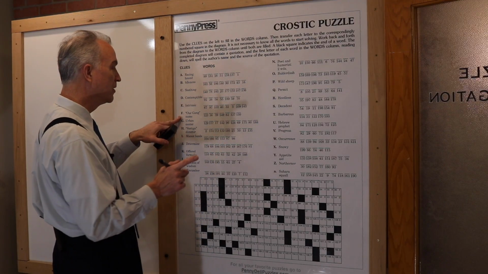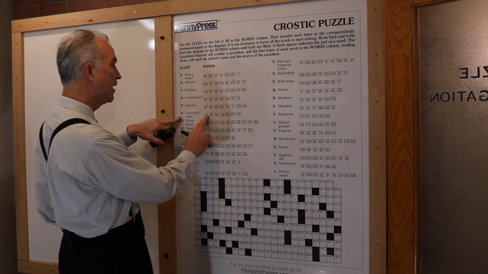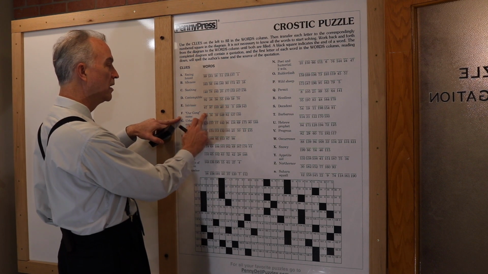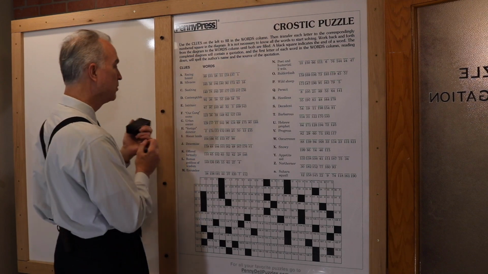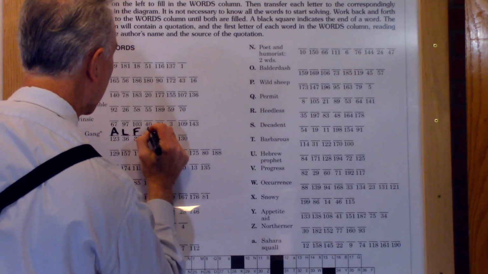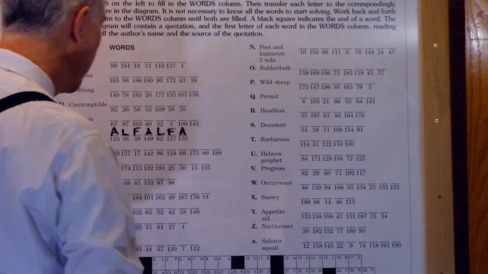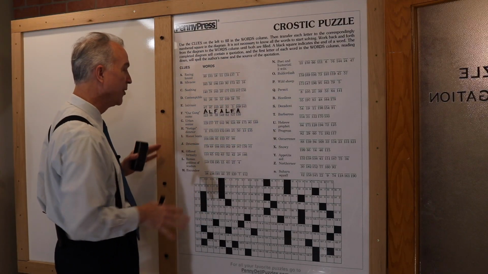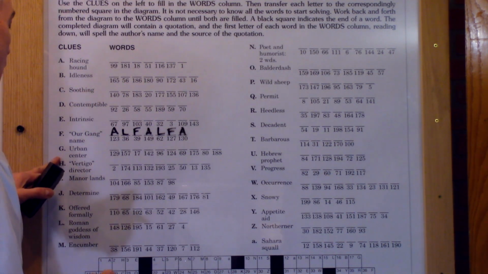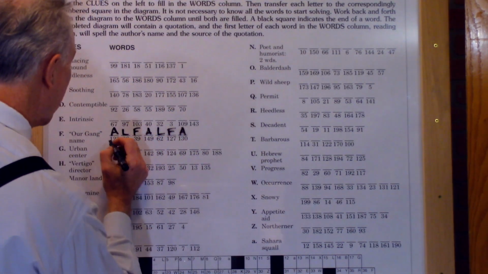Our gang name. Now I'm a big old silent movie and old-time comedy movie fan. Our gang. I think of buckwheat. Buckwheat's going to be too long. Alfalfa. Let's put in alfalfa. It fits. All right. It may or may not be right, but we're going to go with it for now. Urban center. That's pretty straightforward. An urban center, downtown is too short, but how about metropolis?